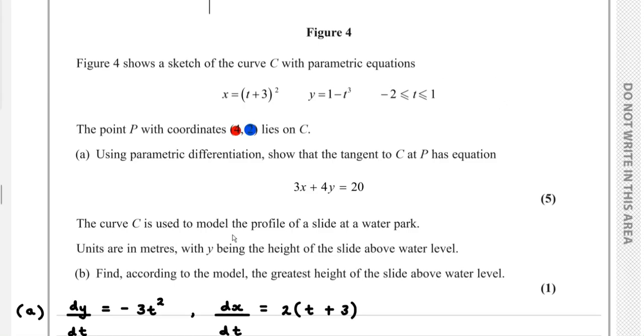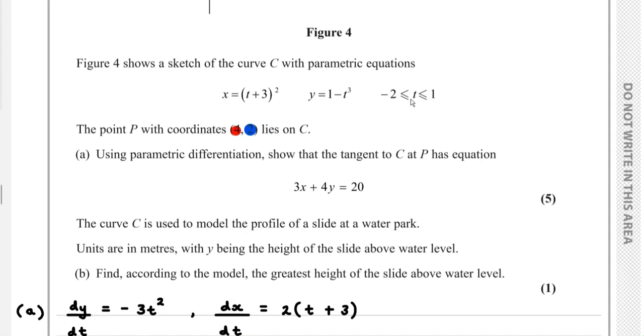The curve C is used to model the profile of a slide at a water park. Units are in meters, with y being the height of the slide above water level. Part B. Find, according to the model, the greatest height of the slide above water level.